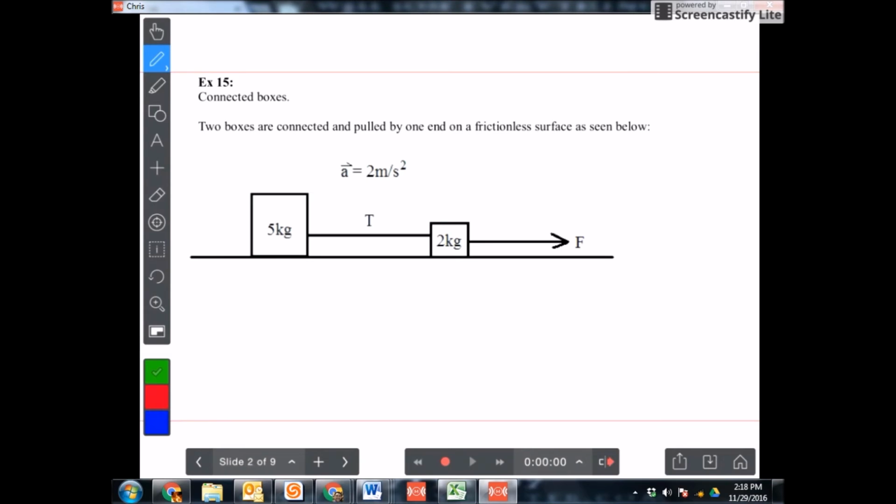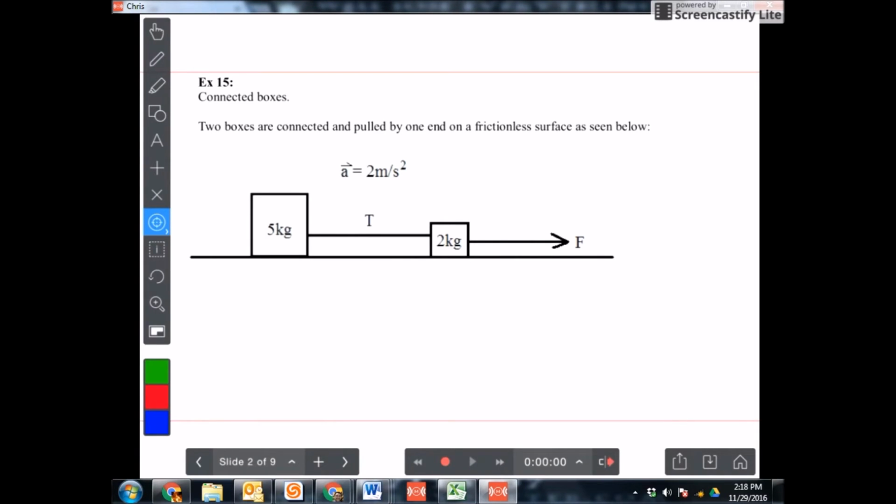Connected boxes. Two boxes are connected and pulled by one end on a frictionless surface as seen below. So we want to figure out what this tension force is in between the two boxes, and we want to figure out what this pulling force is on just the 2 kilogram box, okay? And then, of course, we know that the whole thing is moving at 2 meters per second squared. Give me some ideas. What do you think I should do here? Mark?